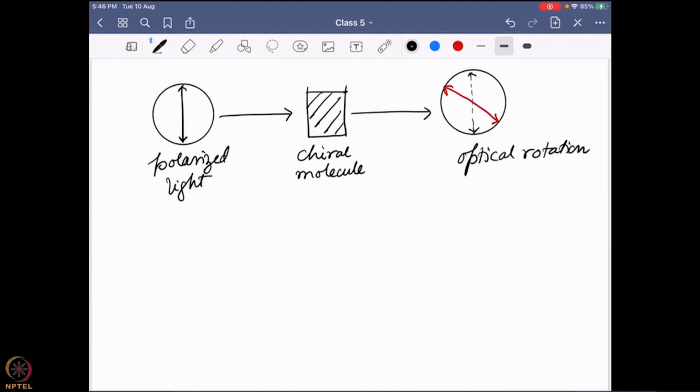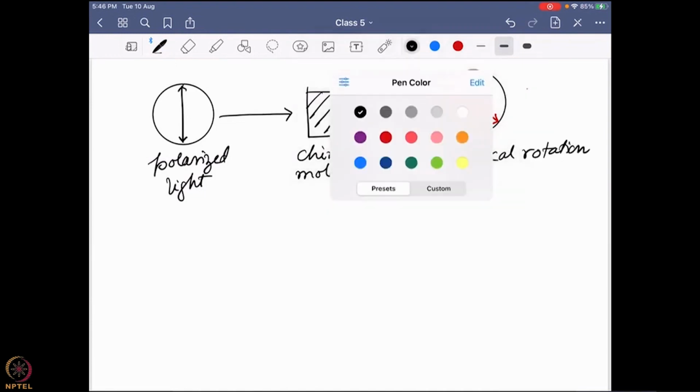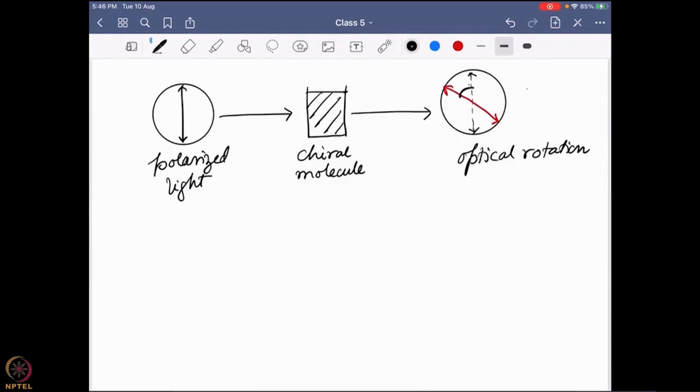So where the plane polarized light was and where it is now, there is a difference between them. And this difference can be given by an angle, say it is phi. So it is known as the optical rotation. Now, we all know these facts so far, but the question is why it is happening. Now we are going to look into the details.